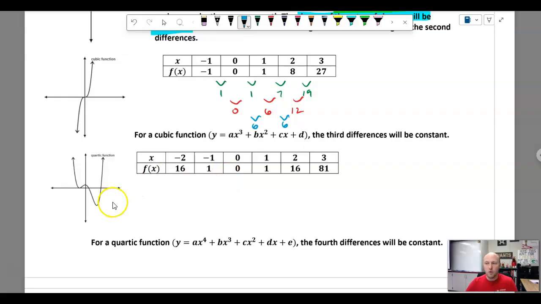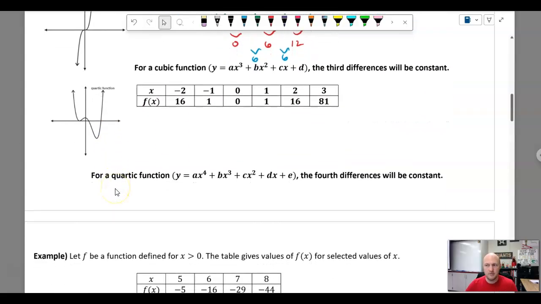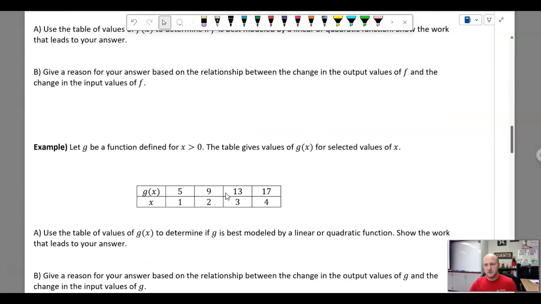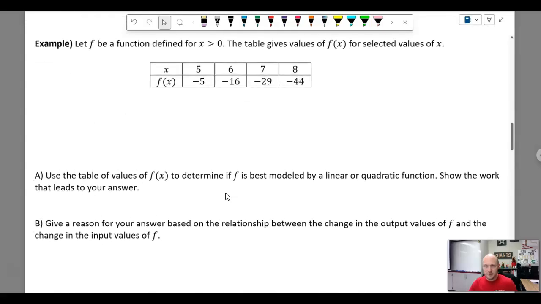For a quartic function, what do you think is going to happen? Yes, the fourth differences will be constant. If I went ahead and did that, that's the pattern that you would see. I'm not going to spend a lot of time and focus on this because it's not really relevant to our course.